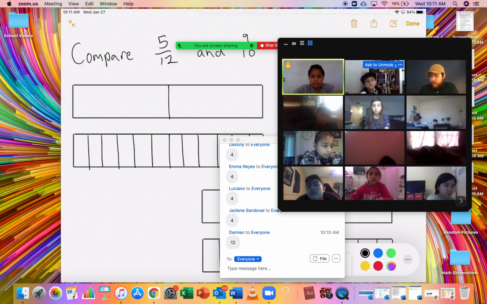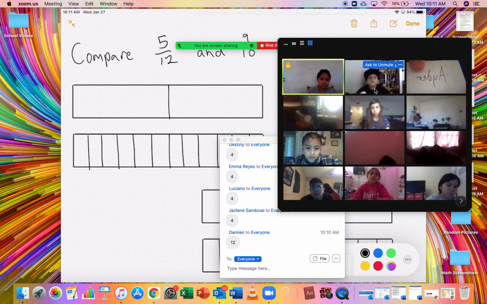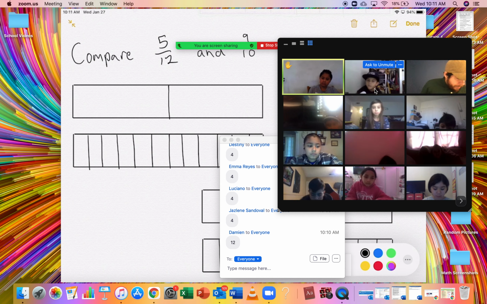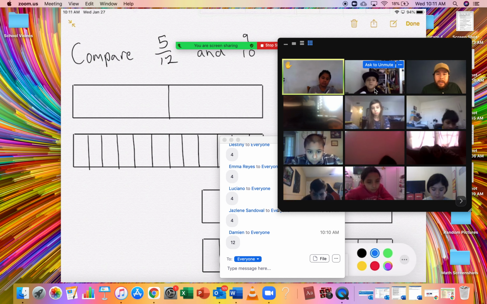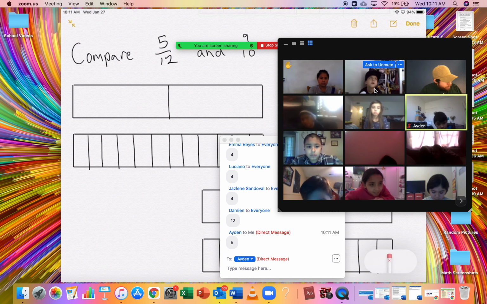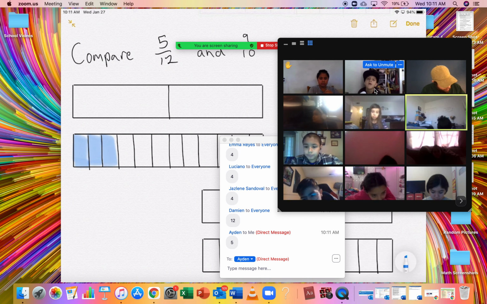So 5/12. So I'm going to go ahead and select a piece of paper. Whoops, I dropped one. Aiden, go ahead and tell me how many should we shade in, because it is 5/12. How many should we shade in for this one right here? 5. So we're going to go ahead and shade in 5. 1, 2, 3, 4, 5. There we go. We have our 5/12 right here.